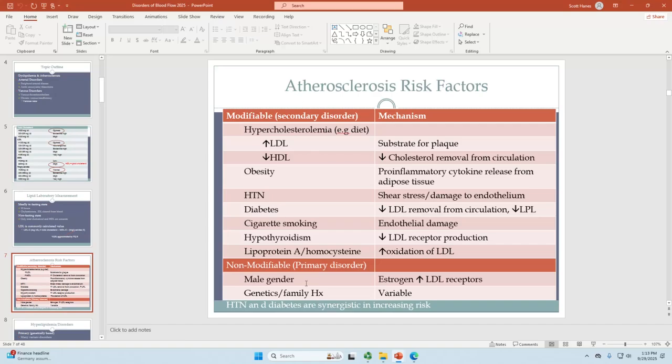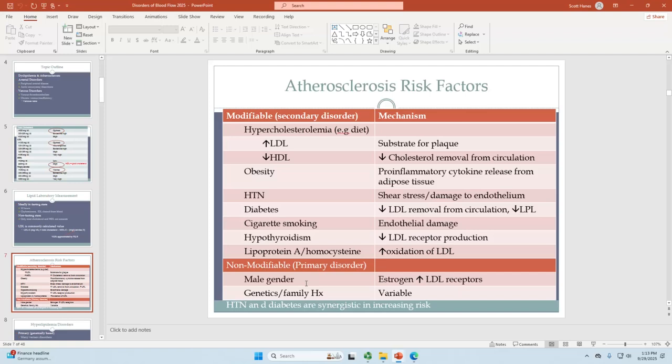Non-modifiable things, gender, for example, females are typically protected to a certain extent as they age until they get to menopause, and then they lose the protective effects of estrogens on LDL. So estrogens promote LDL receptors on the liver, for example, and promote removal of cholesterol from the circulation. That's probably part of the reason, anyway, that if you're talking about coronary artery events, females tend to get them a lot less than males until they get to postmenopausal age, and then everything kind of evens out after that. Okay. And then lastly, genetics, which we'll talk about a little bit.